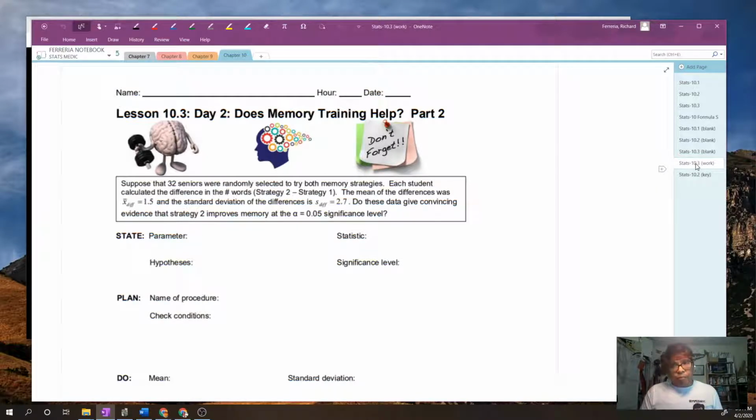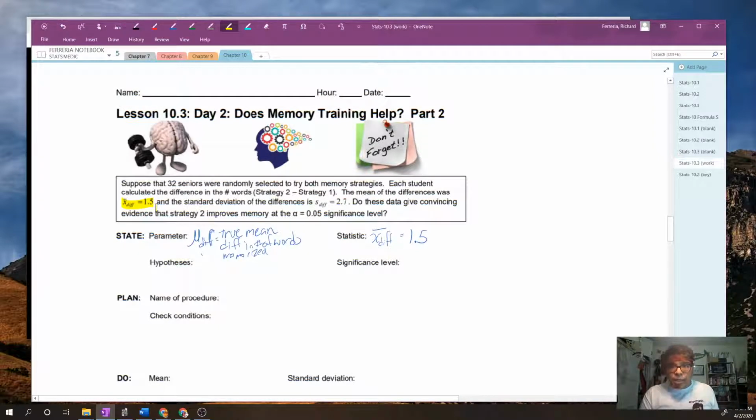First of all, the state part is a little bit different than the way we've been doing it. For parameter, we're just going to define mu diff. So mu diff is the true mean difference in the number of words memorized. Now don't forget, it's the true mean, so you do want to use that verbiage, true mean. Statistic in this case is x bar diff, and that's 1.5 as given in the problem. See if I could highlight that for you. Right there. So that's x bar diff.